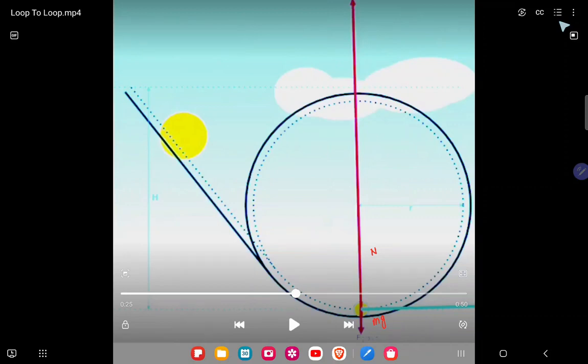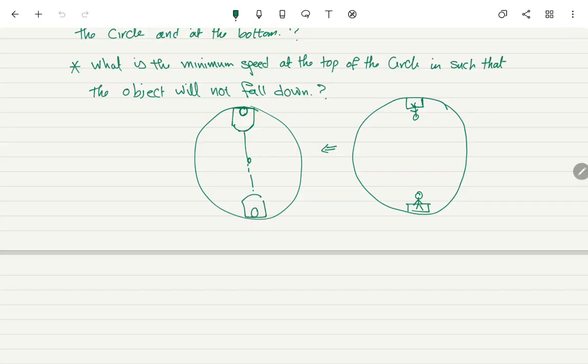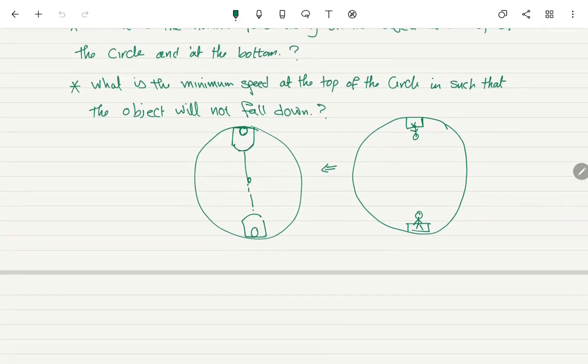Let's go to the example and solve it. To solve this example, at the bottom of the vertical circular path, let's find the forces acting on the object. We have two forces: the weight of the object, which is directed downward, and the normal force exerted by the basket on the object.